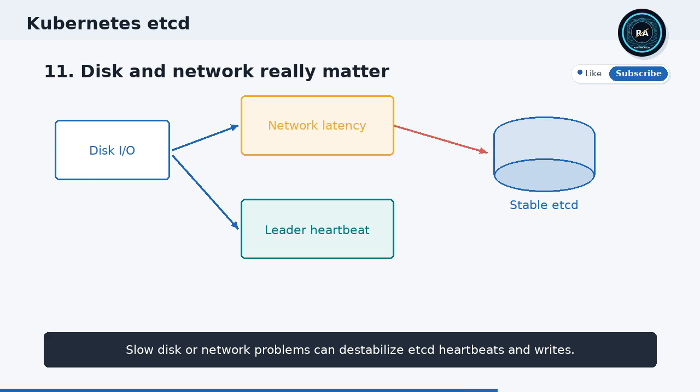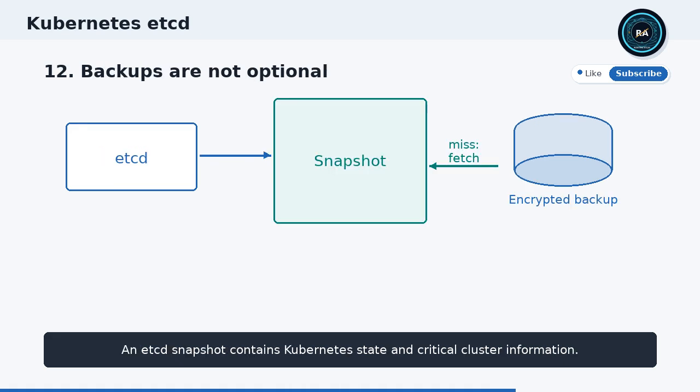When etcd becomes unstable, the control plane may struggle to record changes, even if worker nodes are still running current containers. Because etcd contains cluster state, backups matter. A snapshot can help recover after a serious control plane failure. But the snapshot can contain sensitive Kubernetes data, so it must be protected, encrypted where appropriate, and tested before you need it.